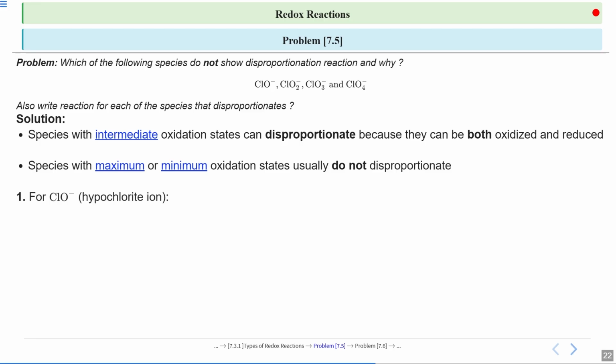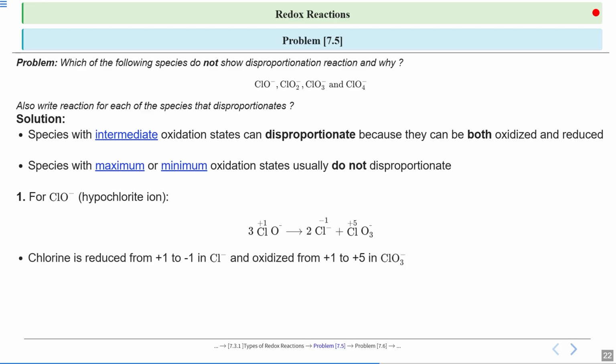If we consider the first species, that is hypochlorite ion, ClO negative, you will find that it decomposes into Cl negative and ClO3 negative. You will find that the chlorine is reduced from +1 to -1 in Cl negative. That means it is existing in +1 in ClO negative and -1 in Cl negative in the product, and oxidized from +1 to +5 in ClO3 negative. So thus ClO negative shows disproportionation reaction.